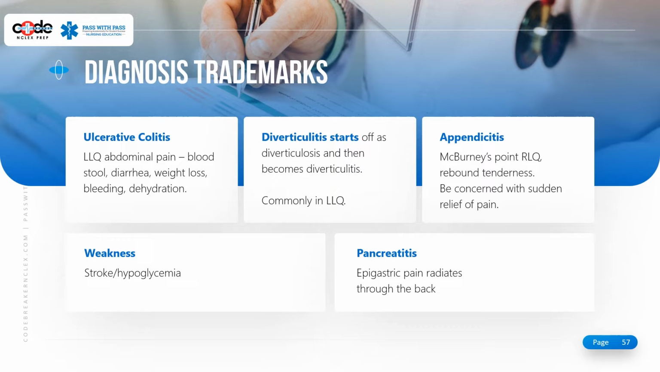With GI, you want to remember ulcerative colitis can be left lower quadrant abdominal pain, and that one's going to have the bloody stool. Diverticulitis can also be left lower quadrant abdominal pain, but they talk about avoiding foods with diverticulitis with the small seedy foods. Appendicitis is your right lower quadrant. Appendicitis, they talk about rebound tenderness at the McBurney's point, and you need to be concerned if there's a sudden relief of pressure because that's a sign that your appendix burst.